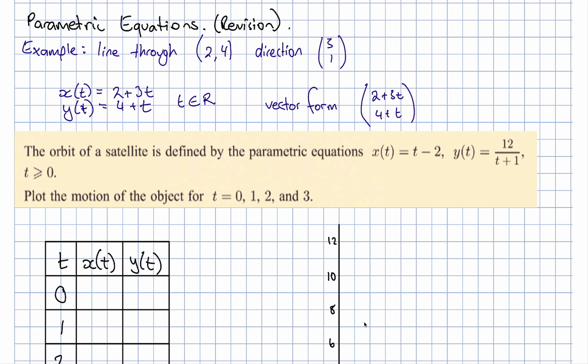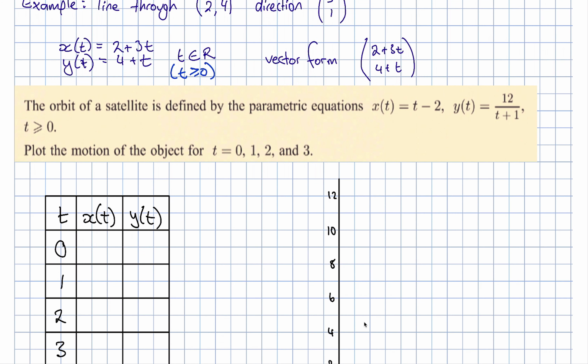As an example, if we had a line that was going to go through the point (2, 4) and had a direction vector of (3, 1), then we can write that as 2, a point, plus 3 lots of t for the x, and for the y it's 4 plus t. Okay, t has got to be a member of the reals, and in this case mostly t is going to be greater than or equal to 0, because we're mostly going to be doing stuff with time. And we can write that into vector form.